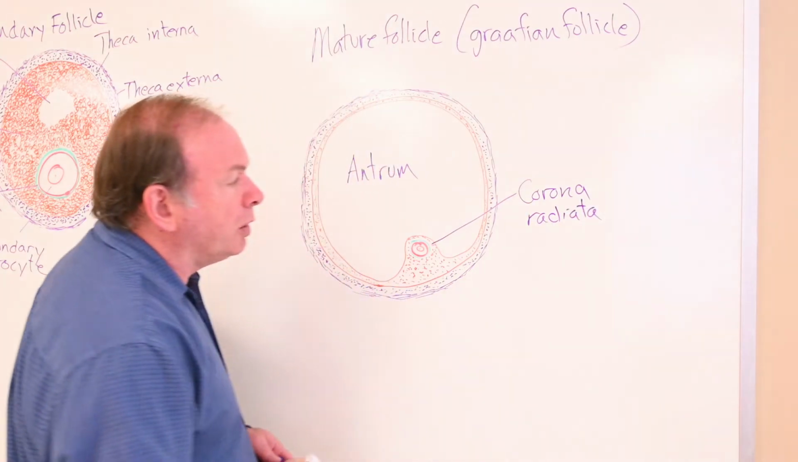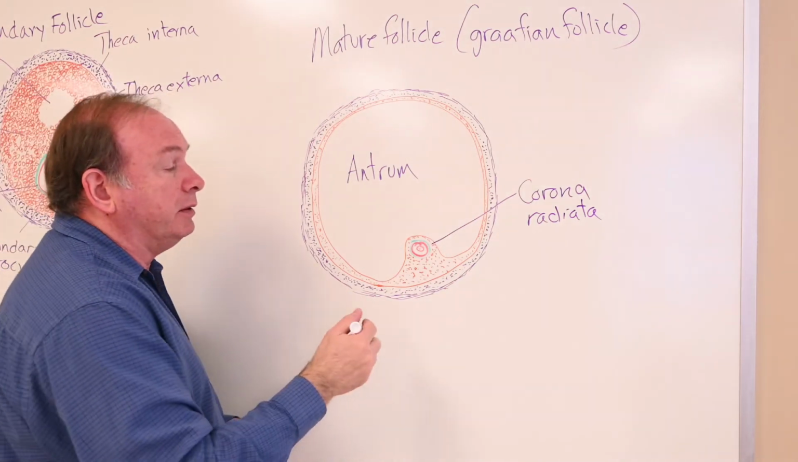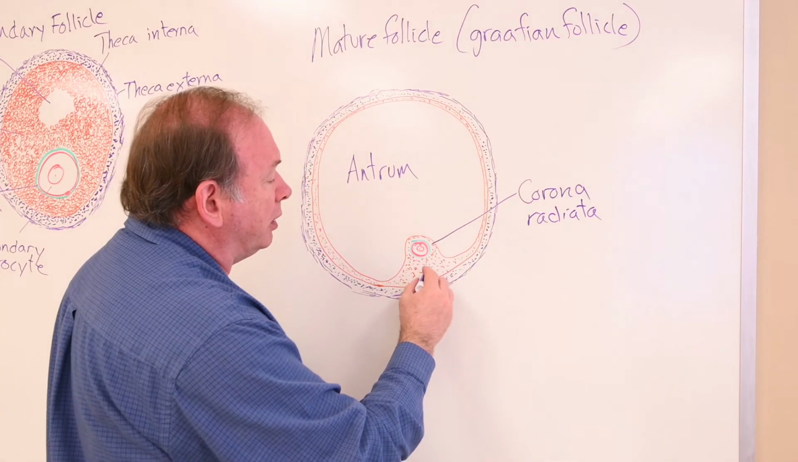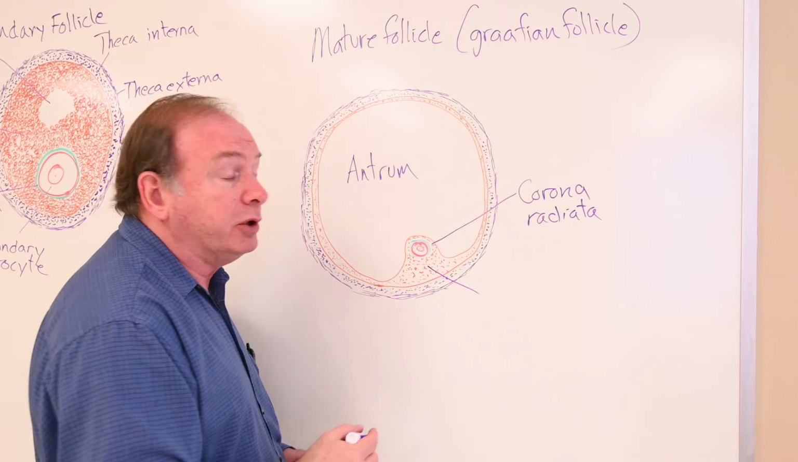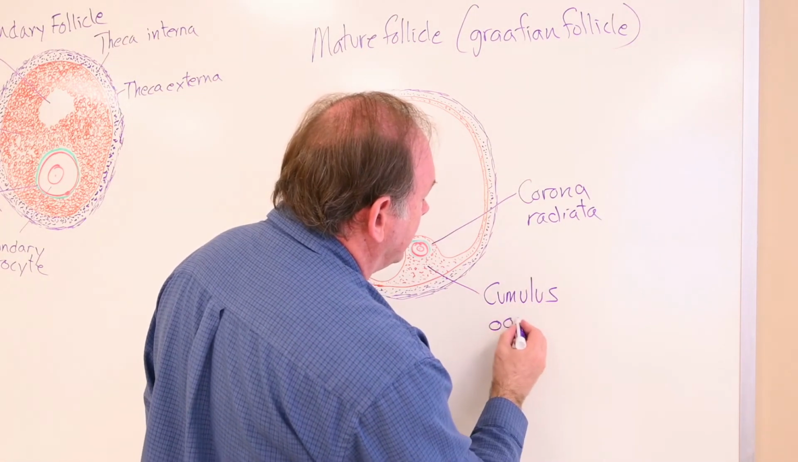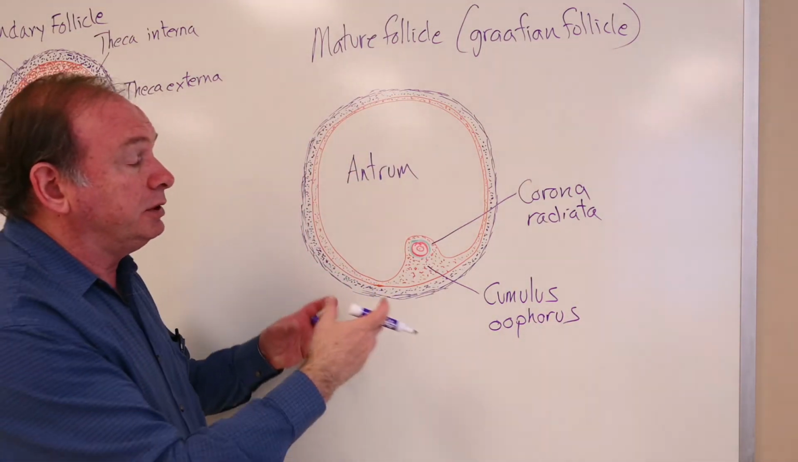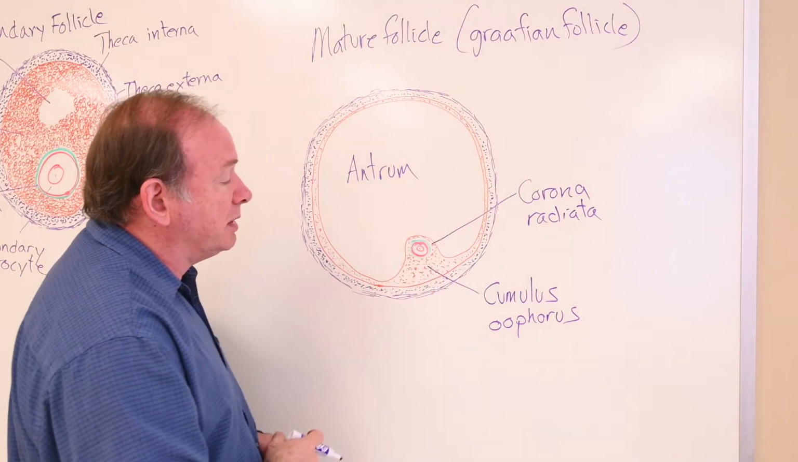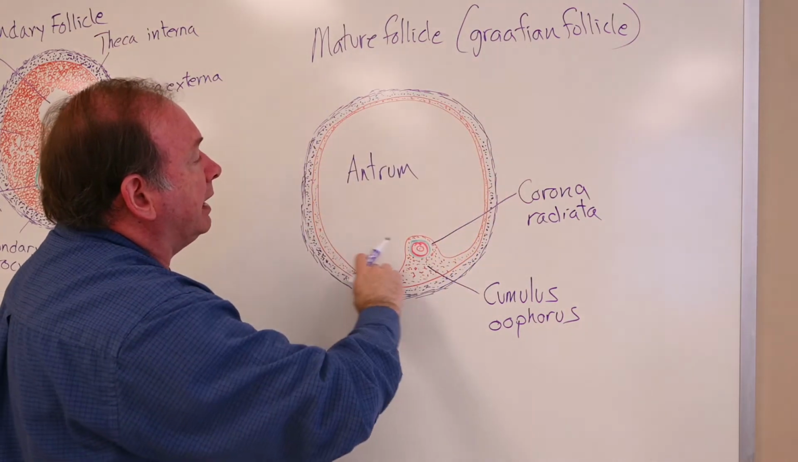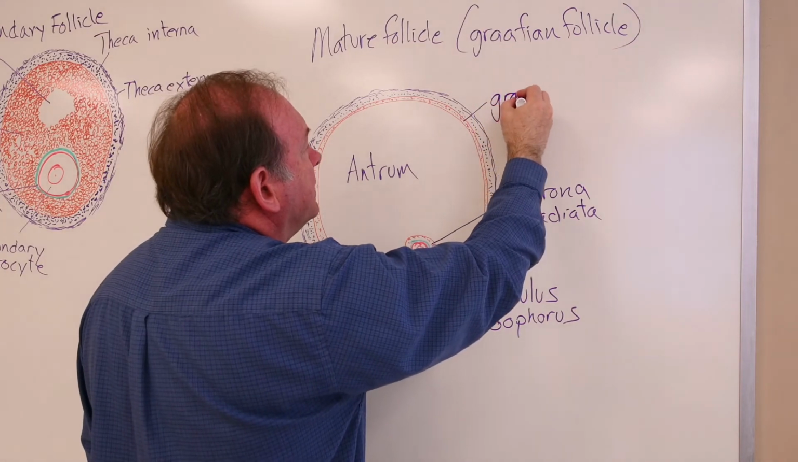Corona radiata, that just means a radiating crown of cells surrounding the oocyte there. They are supported and attached to the wall here by a region of cells. It's referred to as the cumulus oophorus. It's just an accumulation of follicle cells that form a base or attachment for the oocyte. The remaining follicle cells that surround the antrum here are referred to as granulosa cells.